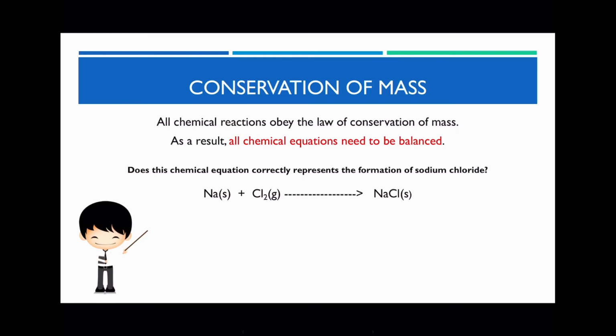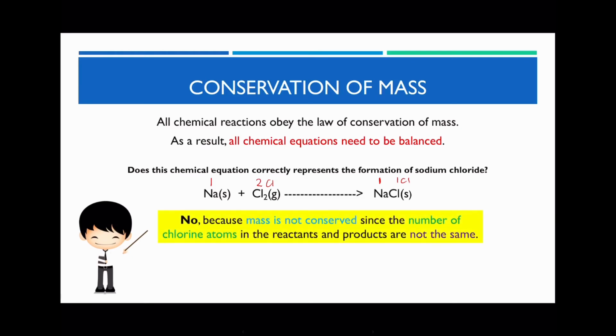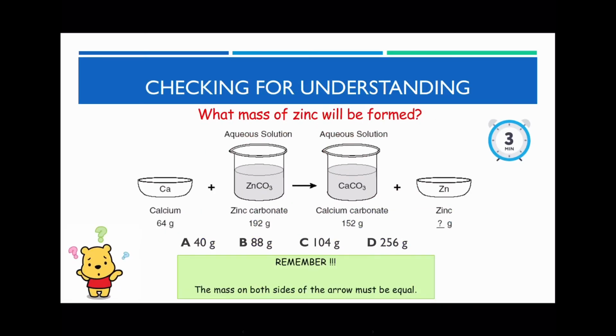So in my example, the question reads, does this chemical equation correctly represent the formation of sodium chloride? I've got the equation of sodium chloride here. What I need to check is whether this chemical equation is balanced. Notice you've got one sodium atom on the left hand side, and you've also got one sodium atom on the right, but you've got two chlorine atoms on the left and only one chlorine atom on the right hand side. As a result, this particular equation is considered to be unbalanced, and we can say that mass is not conserved since the number of chlorine atoms in the reactants and products are not equal to one another. Alright, it's time for you guys to check your understanding.